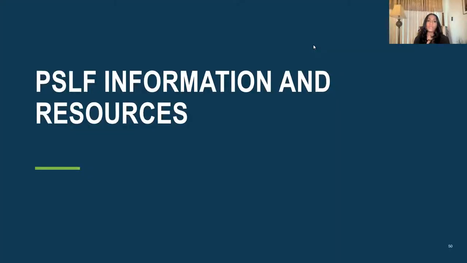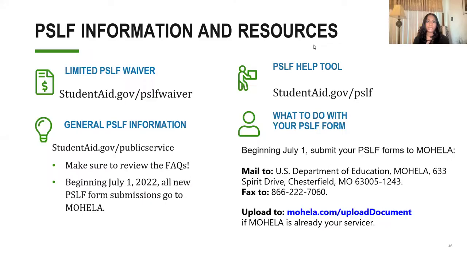So information and resources, next slide. The best place to go for information about the limited waiver is studentaid.gov/PSLFwaiver. It has a wealth of information. It has a ton of FAQs, so check that out. For the help tool, which is where you want to go to apply for PSLF, studentaid.gov/PSLF. You can find general information at studentaid.gov/publicservice. And you need to submit your form to MOHELA. And you have this information about how to submit as well.